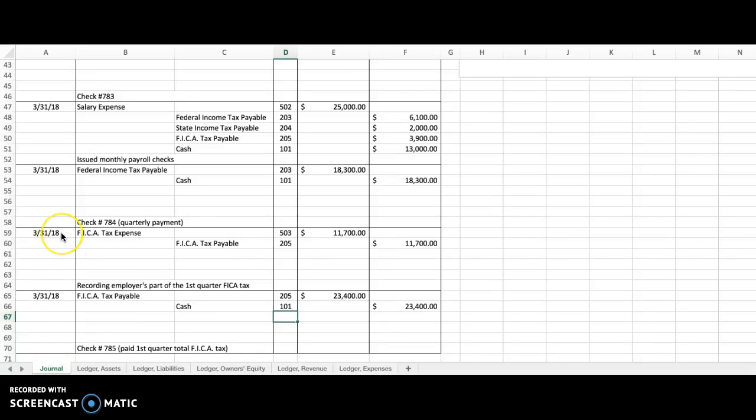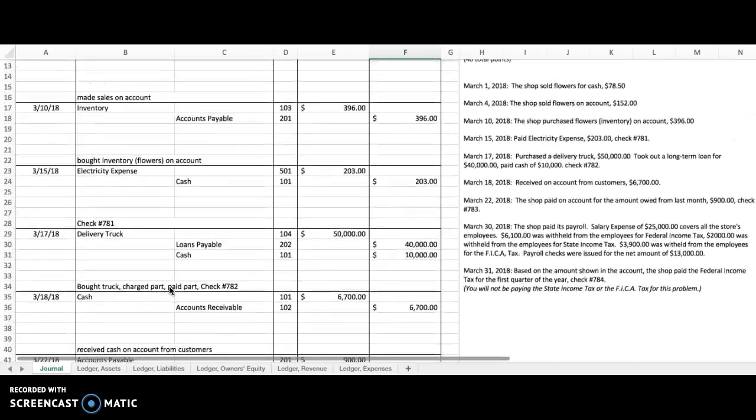As you see, the two additional entries we made in addition to the problem that you did was this one, which records the employer's part of FICA, the employer's half. So we added that into our ledger, and then we paid the whole thing. We paid the employees' half and our business's half, and we spent 23,400 to do it. So a bit of review. Now let's look ahead a little bit.